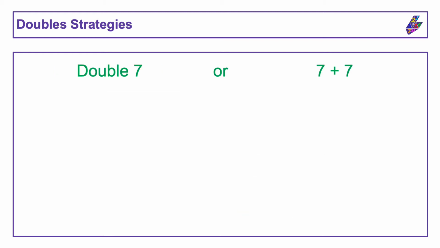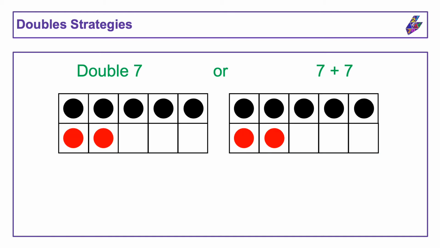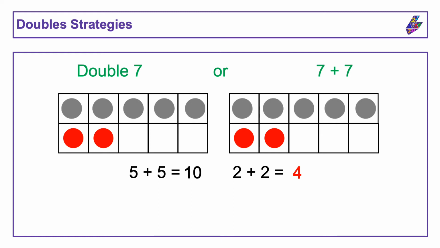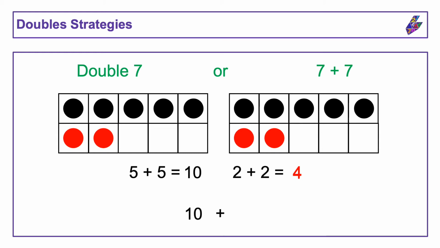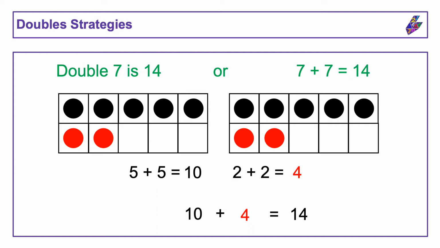Let's try and work out double 7 in the same kind of way. We know that 7 is made up from 5 and 2, so double 7 is just two lots of this. Again, I might be able to see 5 plus 5, which I know is 10, and 2 plus 2, which I might know is 4. I can then combine these two facts to get 10 plus 4 equals 14. So double 7 is 14, and 7 plus 7 equals 14.